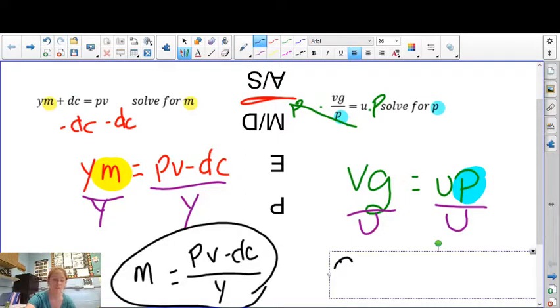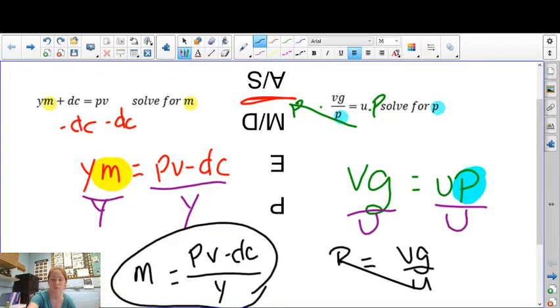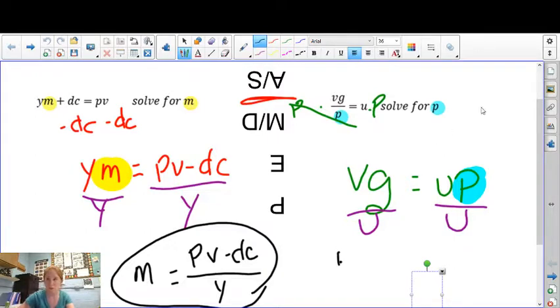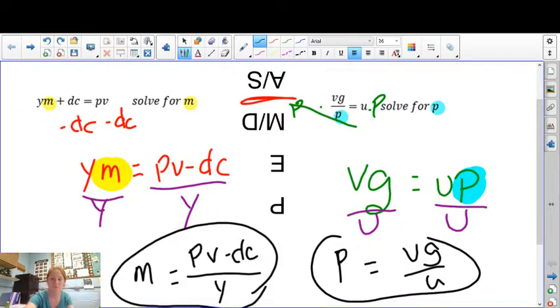So P, I don't know why it keeps wanting me to type. I'm not hitting any typey buttons. P is equal to VG divided by U. Again, I'm not hitting anything. My computer is spazzing out because it lost the internet, and I don't like having no internet for some reason. There we go. So there's my two answers.